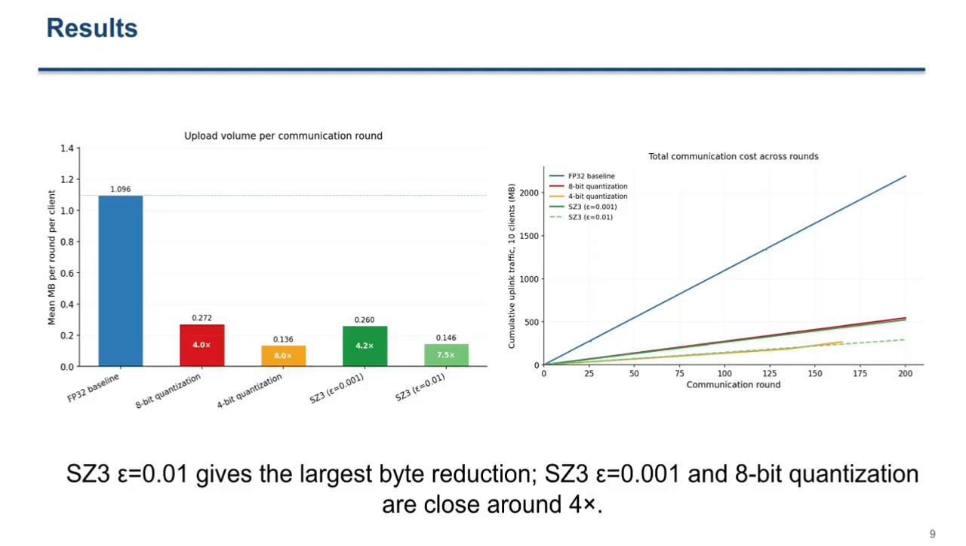Now looking at communication, floating point 32 has a compression ratio of 1x. 8-bit quantization then gives about 4 times compression as expected. SZ3 with error bound 0.001 gives about 4.2 times, so slightly better than 8-bit quantization while keeping similar accuracy. SZ3 with error bound 0.01 gives about 7.4 times compression, but with the accuracy drop shown below. 4-bit quantization gives high compression too, but it's not used because the model fails to train. So the important point is that communication savings must be judged together with the accuracy.